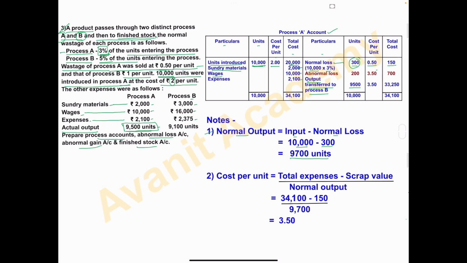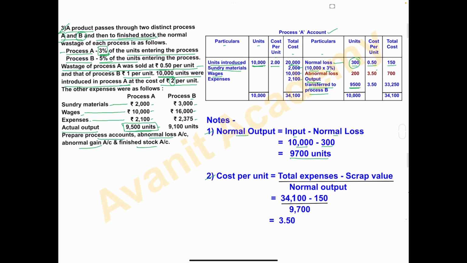Okay. Quantity we have written here. Output transferred to process B, that is 9,500. Rate they have not mentioned here. So by preparing this note 2, we'll get the cost per unit. So cost per unit is equal to total expenses minus scrap value divided by normal output.